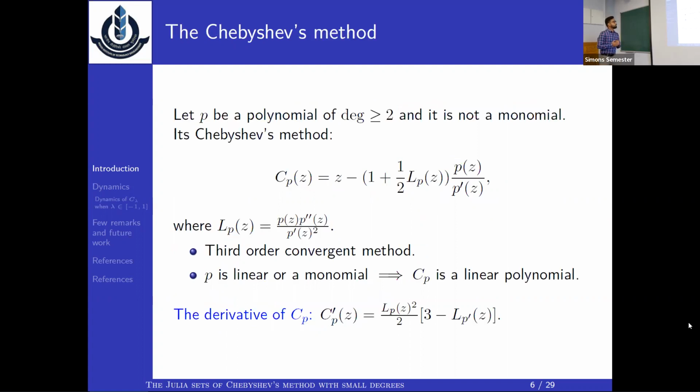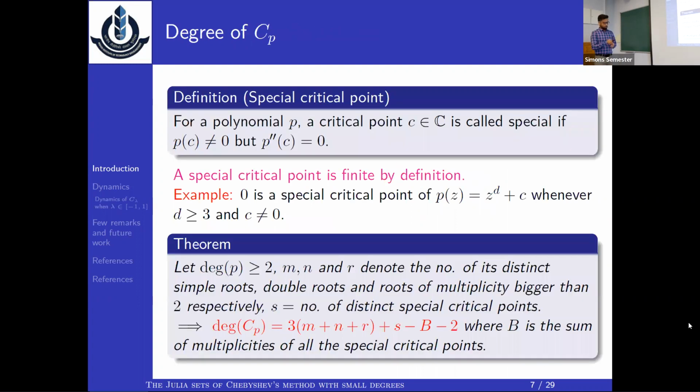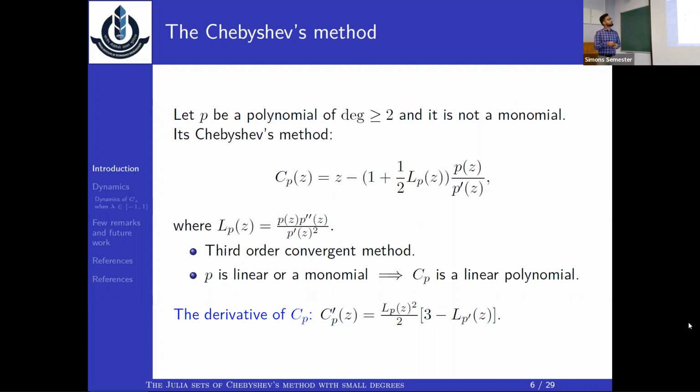Now we come to our method, the Chebyshev method. It is defined by this formula, and it is a third order convergent method. Here P should be of degree at least 2, and it should not be a monomial, because for a linear polynomial or a monomial, C_P is a linear map. The derivative of the Chebyshev method is given by this formula, where L_P(z) is equal to P(z) P double prime(z) divided by P prime(z) square.